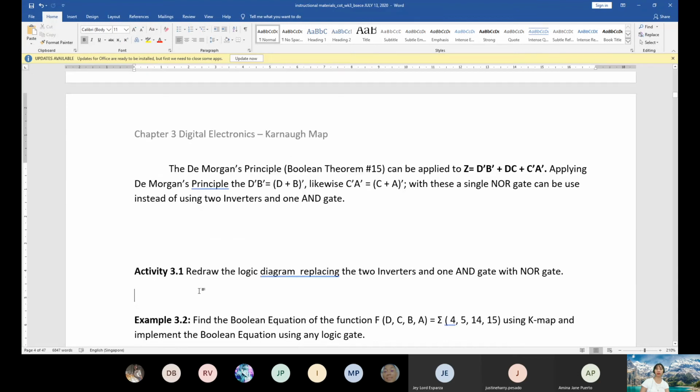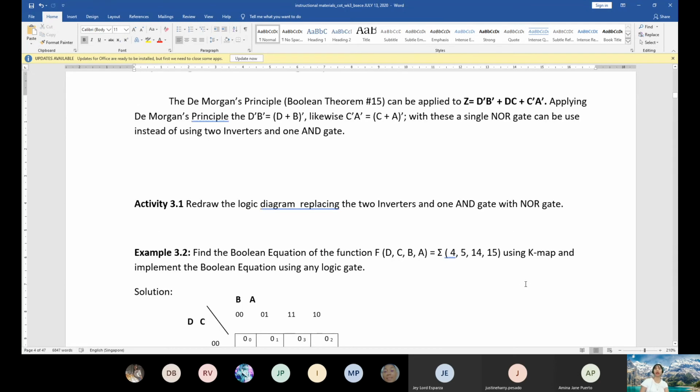So you have activity 3.1 here. It's just the diagram, ma'am. Yes. Redraw the logic diagram replacing the two inverters. What I have explained is this. Applying De Morgan's principle, we can replace D prime B prime with the quantity D plus B, prime, and C prime A prime is equal to the quantity C plus A, prime, which is in fact a NOR gate. Then you redraw the logic diagram replacing the two inverters and AND gate with NOR gate. Question?